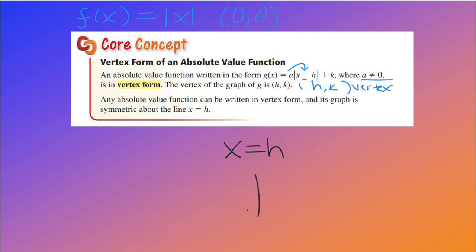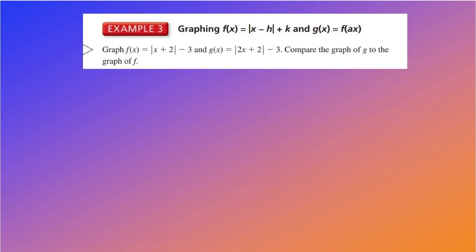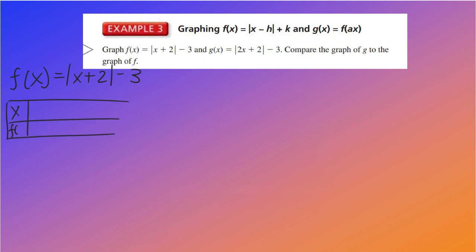We're going to work it out on the next slide, graphing f and g. f of x equals absolute value of x minus h, plus k, and g of x equals f of ax. Step 1: make a table of values for each function. My first function, f of x equals absolute value of x plus 2, minus 3. Remember that f of x is the same as y. I'm going to use the points -1, 0, and 1.